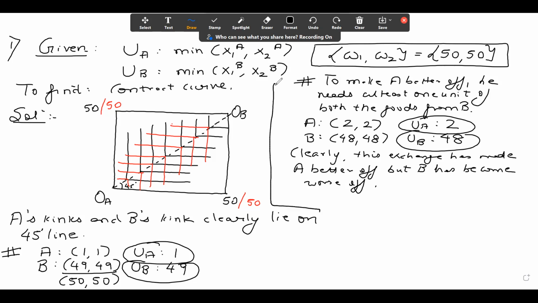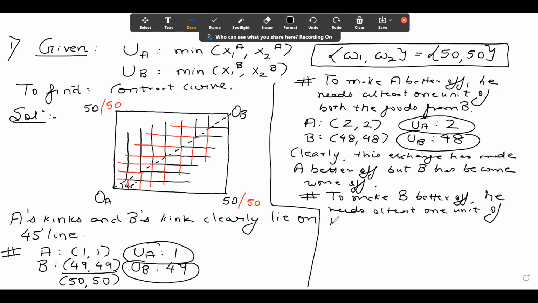Okay, now let's try to make B better off. So I can write, to make B better off, he needs at least 1 unit of both the goods from A. Now suppose A does that. Suppose A gives 1 unit of both the goods. So we are starting with this allocation, okay?